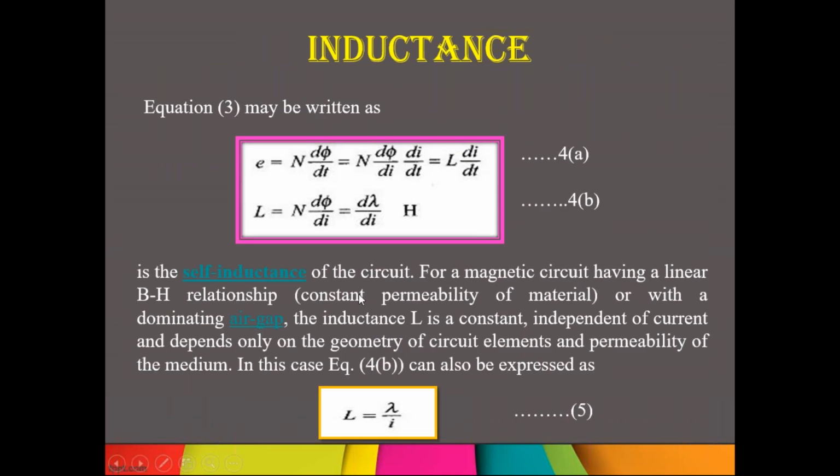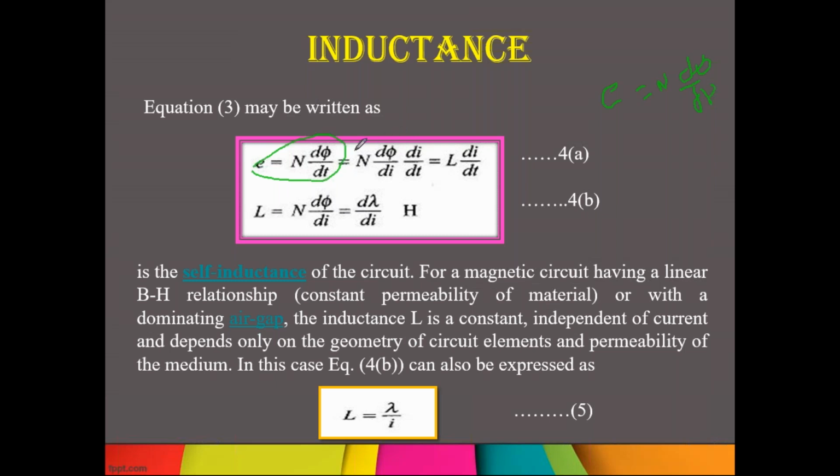Now this equation was already obtained from the start, from equation 2. So E is equal to N into d phi by dt. Which law gives this equation? By using which law can we obtain this equation? E is equal to N into d phi by dt. Lenz's law, sir.